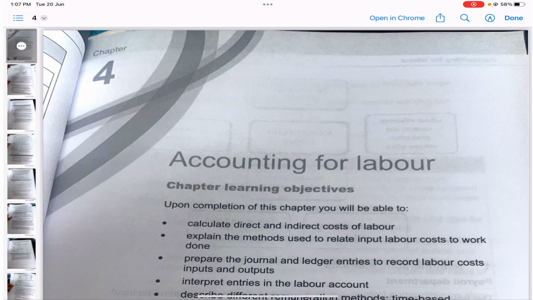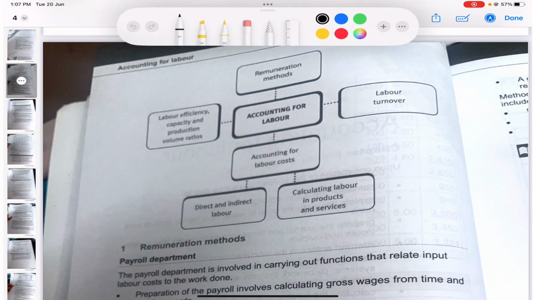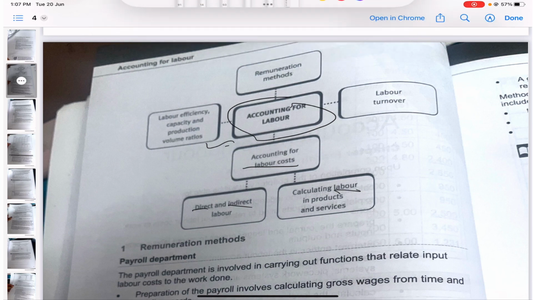So in this chapter we are basically focusing on accounting for labor. Labor is basically the manpower that is involved in the production activity. These are the different methods which we'll be looking at. We'll be seeing how we are going to account for labor: what the labor costs are, direct and indirect labor, calculating how much the labor has contributed in the production activity, how efficient our labor is, what the labor turnover is, and stuff like that.